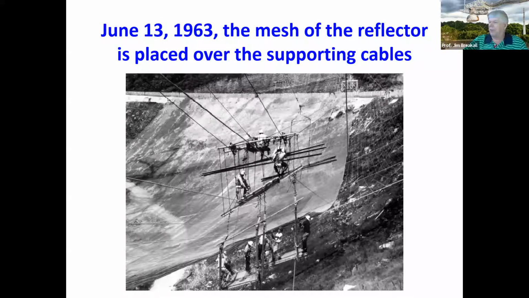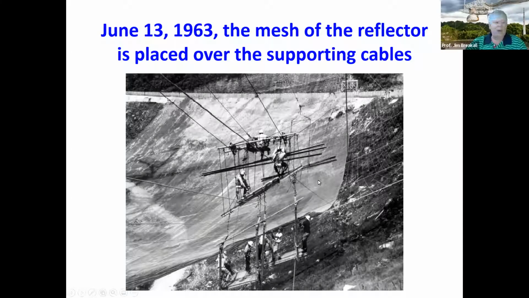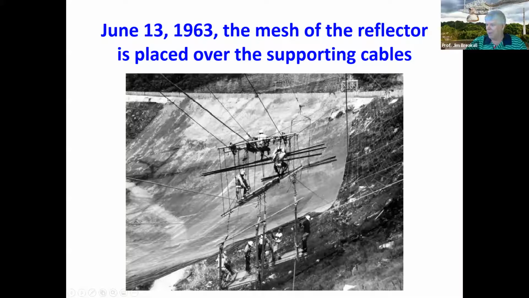And that allows the Arecibo reflector to have very good reflection of radio waves up to about 600 megahertz, okay? And so when it first started, it could reflect waves up to 600 megahertz. And later I'll mention that there was an upgrade to much higher frequencies. But you can imagine these people hanging on all these cables and installing this mesh, and it has to conform to a spherical surface.